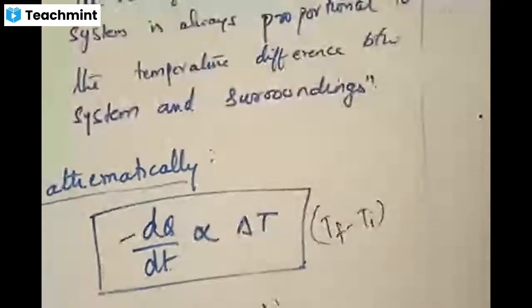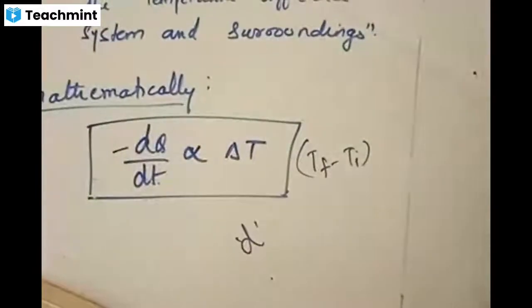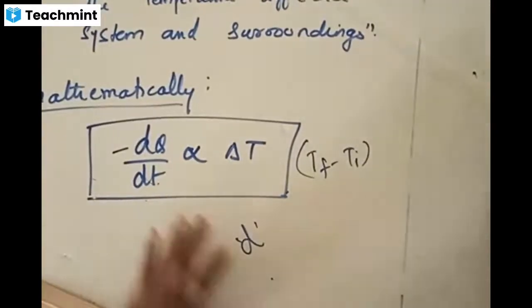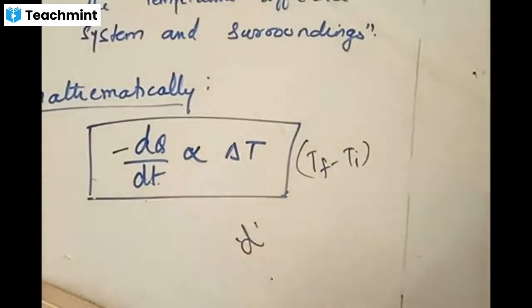Is the statement clear? Rate of loss of heat from a body is always proportional to the temperature difference between the system and surroundings. One small important thing is to be understood. I'll just tell you practically how you can understand this.